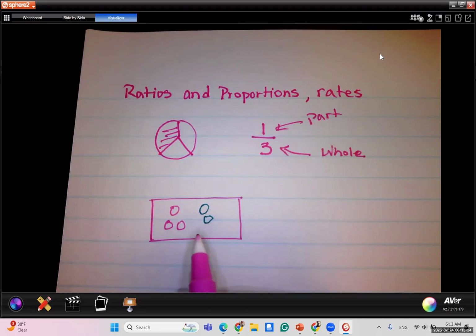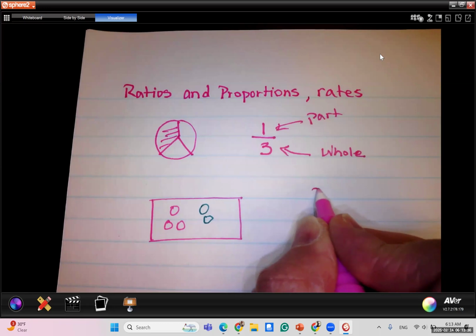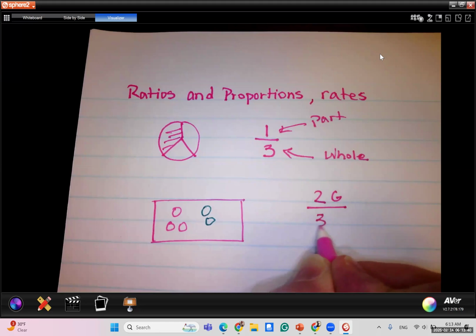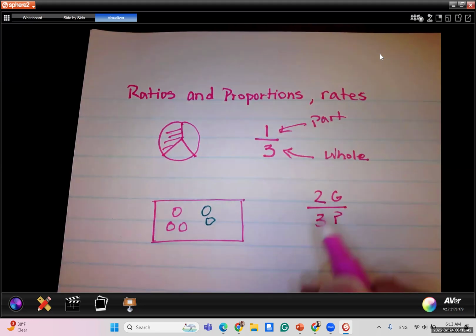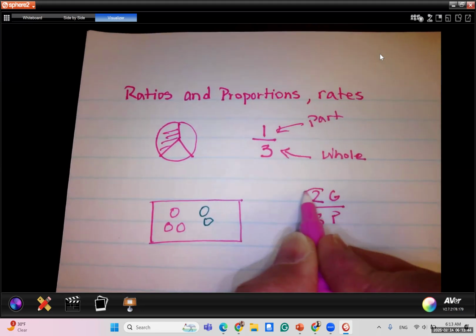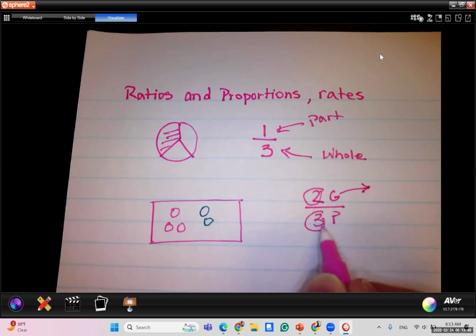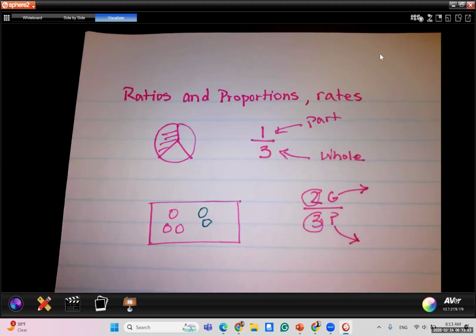But what if I wanted to compare the number of the greens to the pinks or the pinks to the greens? So I have 2 greens to 3 pinks. Okay, so the 2 on top represents the green marbles. This one represents the pink marbles. They are not the same thing. They're 2 different things. So it's not a fraction.